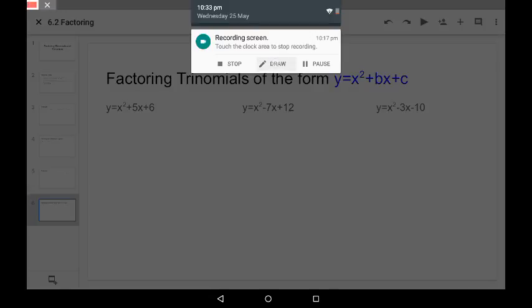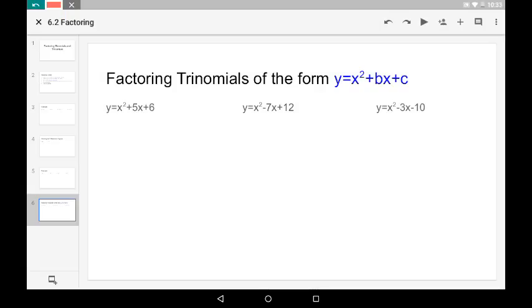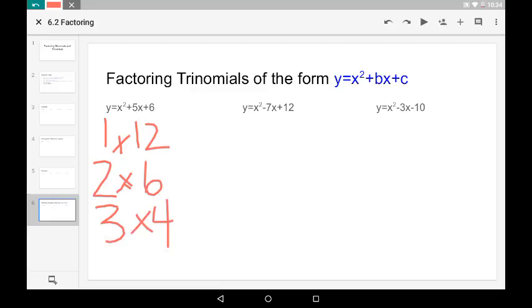Alright, so let's look at the second example. x squared minus 7x plus 12. So we need two numbers that multiply to give us positive 12 and add to give us negative 7. So factors of 12 are 1 and 12. 2 times 6 would work. 3 times 4 would work. And that's it.